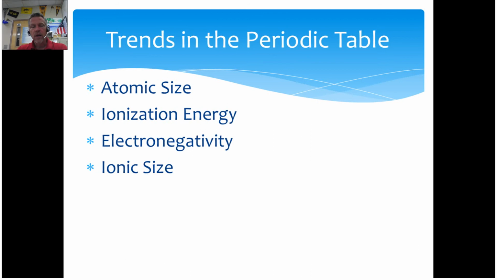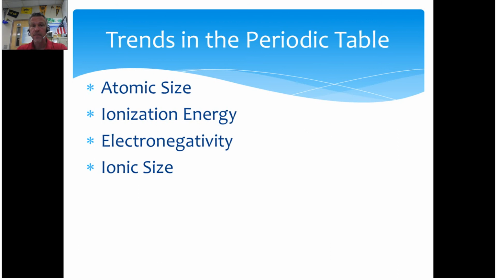So, remember we talked about how the periodic table allows us to see trends or patterns from one atom or one element to the next. And so that's what we want to talk about today. And in fact, there are four patterns or four trends that we're going to discuss that you need to be familiar with. The first is atomic size. The second is ionization energy. The third is electronegativity. And the fourth is ionic size. Okay? And you should have read about all these in your reading that we assigned on Friday.